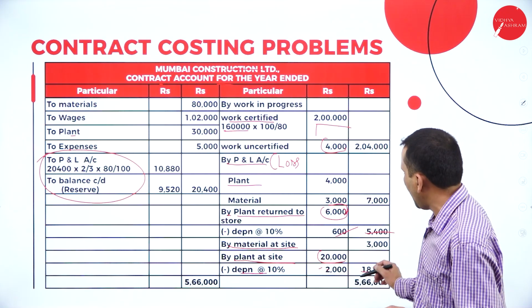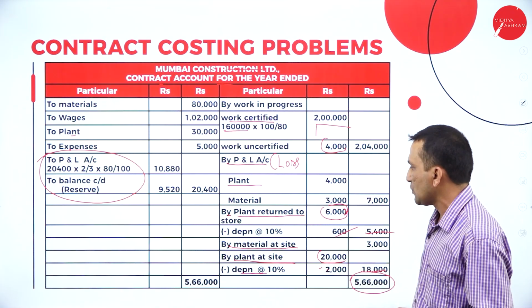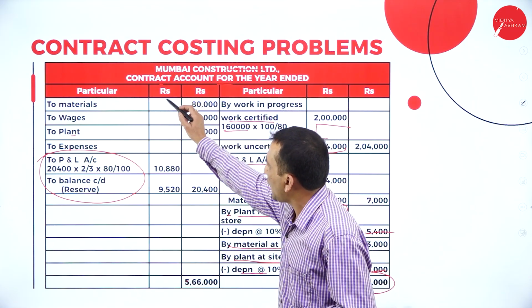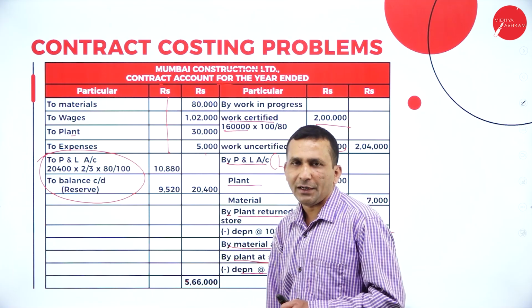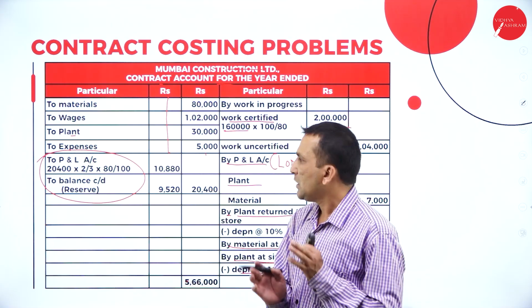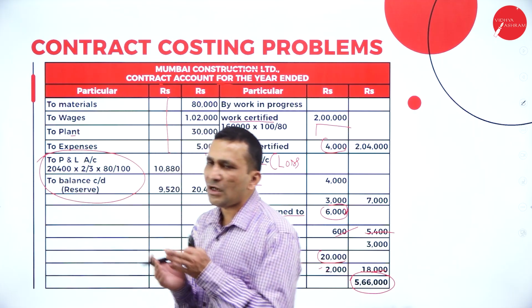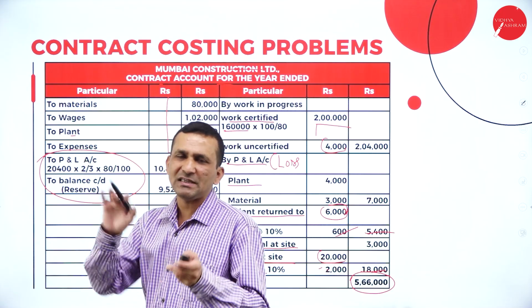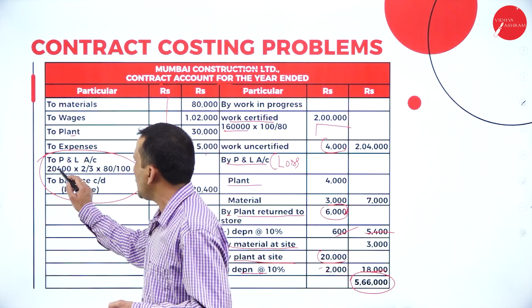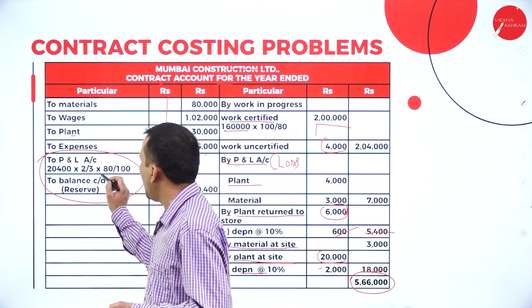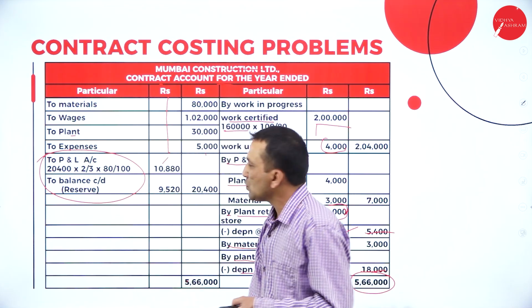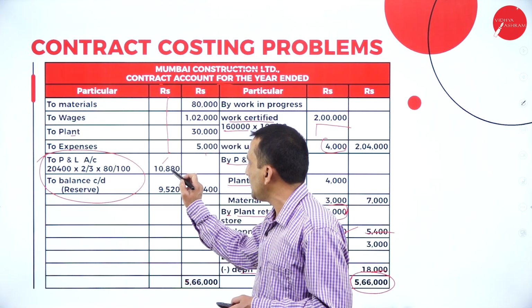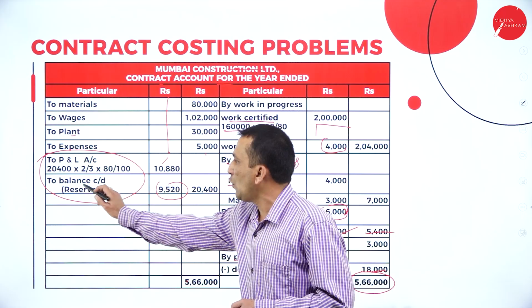Now credit side is getting a total of 5,66,000. We just need to copy here. From this we need to subtract all these 4 items. Now we are getting 20,400. After getting the balancing figure, now we need to calculate, because the work is certified 80%. That's the formula I have clearly specified in the previous slide. So 20,400 into 2 by 3 into 80%, we are getting 10,880. After subtracting 20,400 minus 10,880, the remaining balance will go for the reserve.